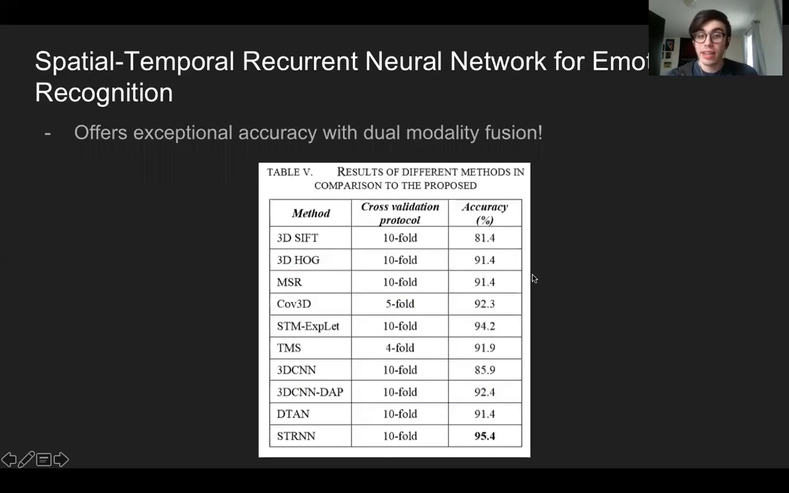Now, this once again offers incredible accuracy, being the most accurate scheme discussed today. So using the proposed approach, which is nicknamed the STRNN, we achieve an accuracy of 95.4% with this dual modality fusion. Now, that's very important to note. To get this accuracy, we need to combine both our video signals and the EEG data. Remember that for once more.